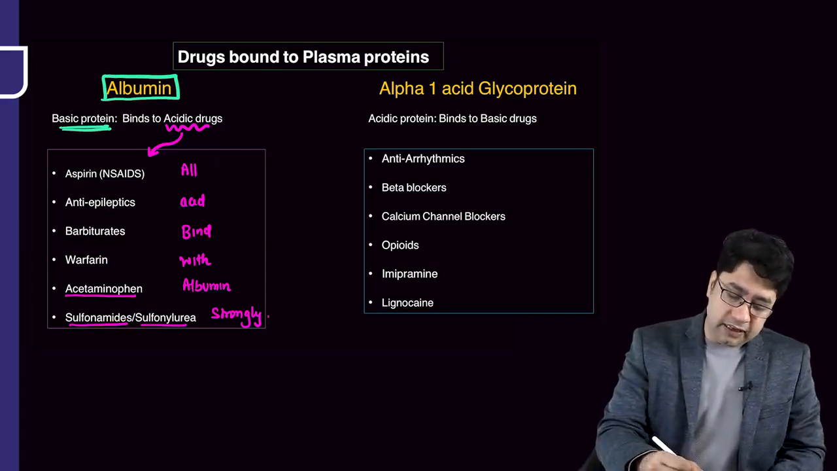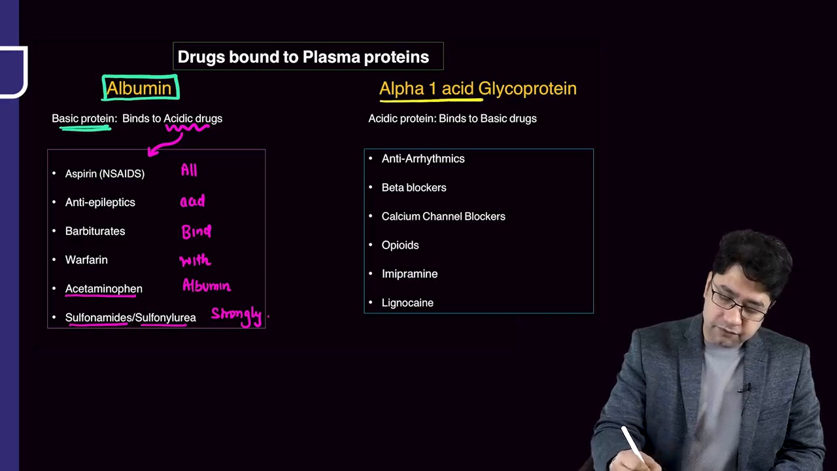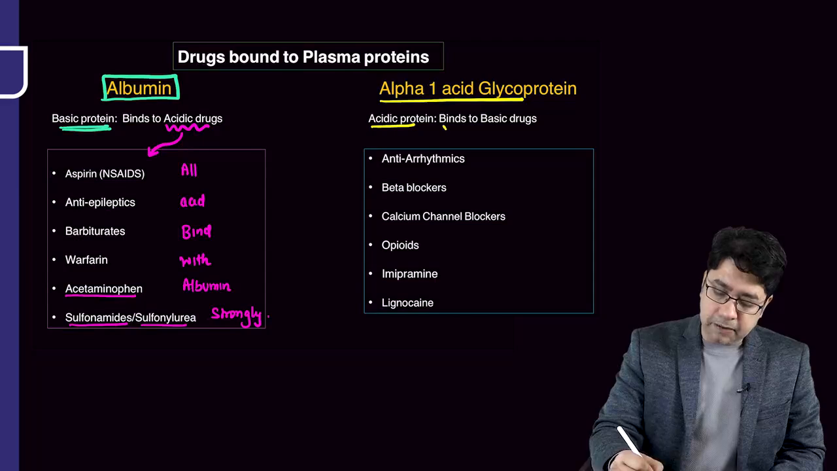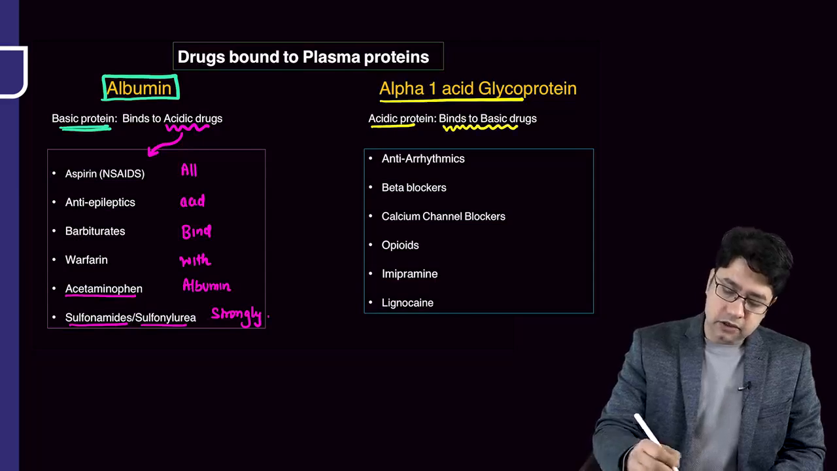Now, alpha 1 acid glycoprotein, which is an acidic protein, binds to basic drugs. So the mnemonic is ABC, oil.